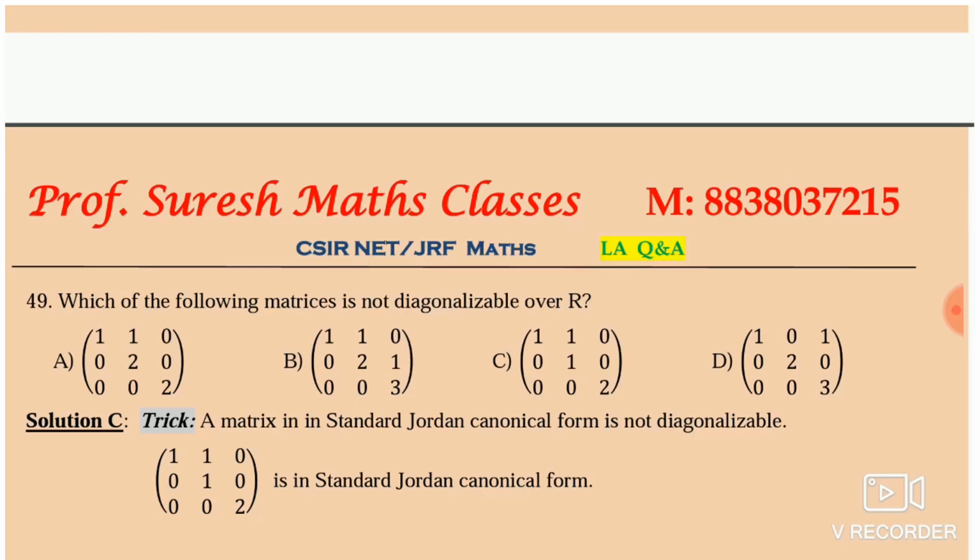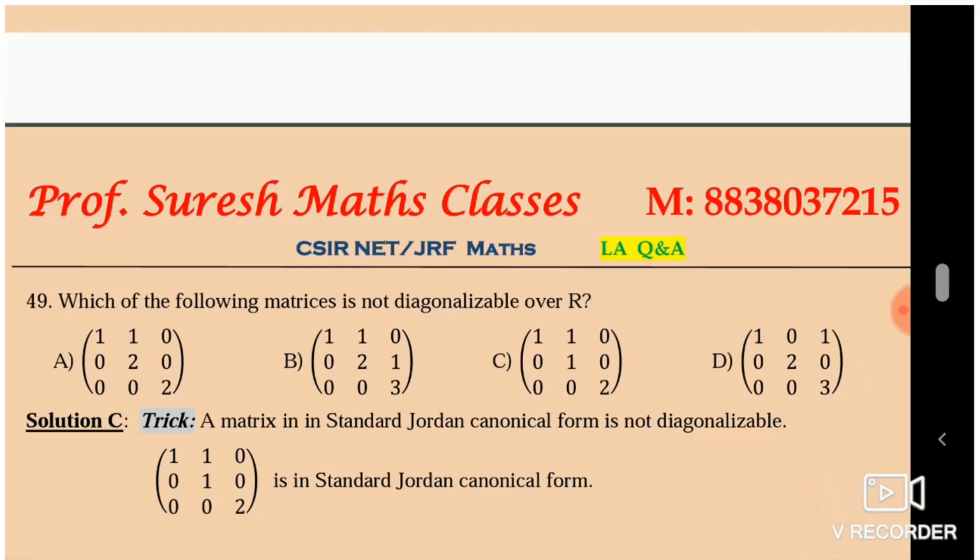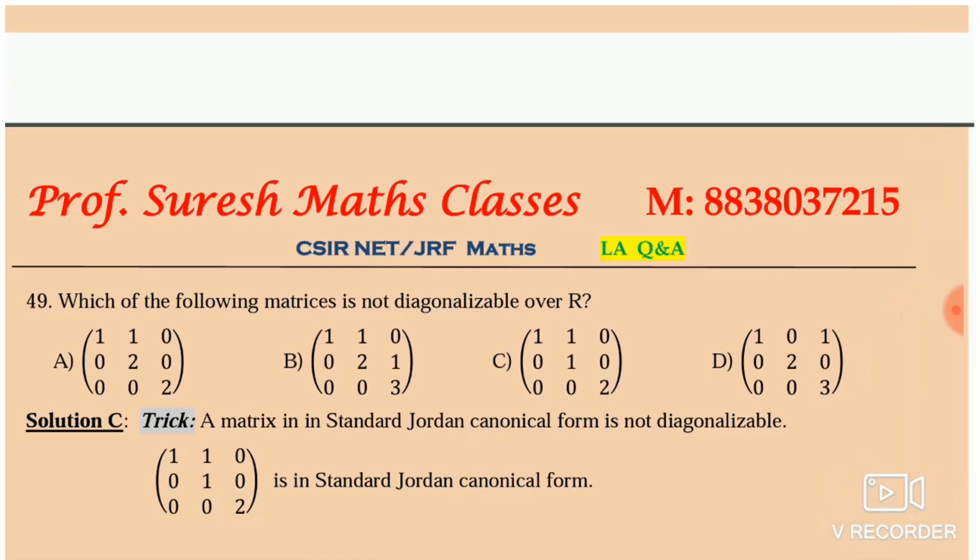For example, take identity matrix I3. The eigenvalues are 1, 1, 1. Same eigenvalues, but the matrix is already a diagonal matrix, so diagonalizable. So here I use a simple trick. A matrix in Jordan canonical form is not diagonalizable.